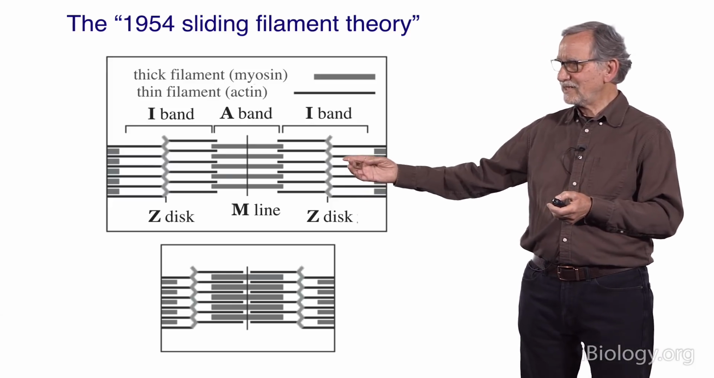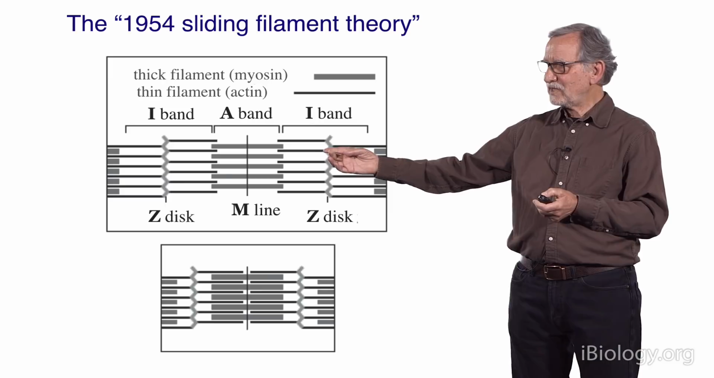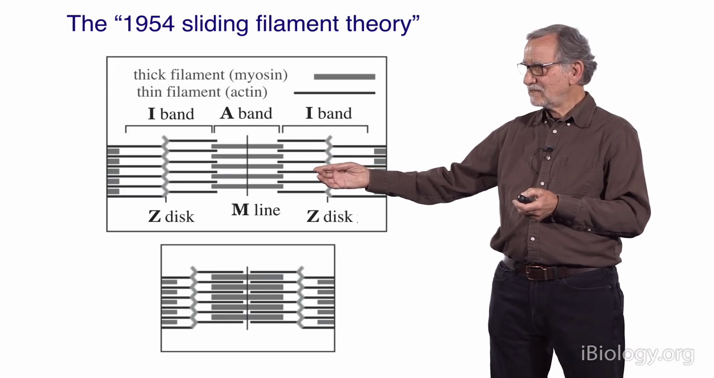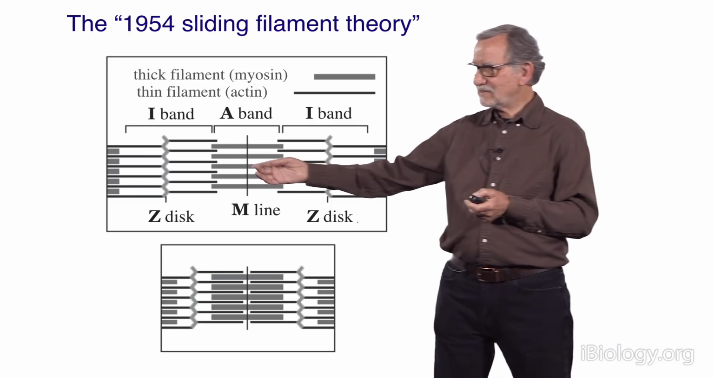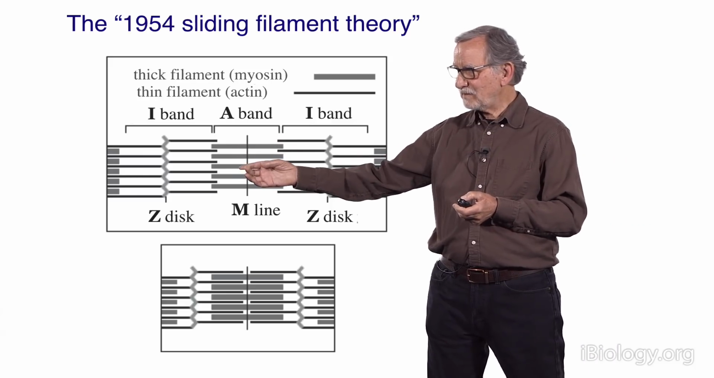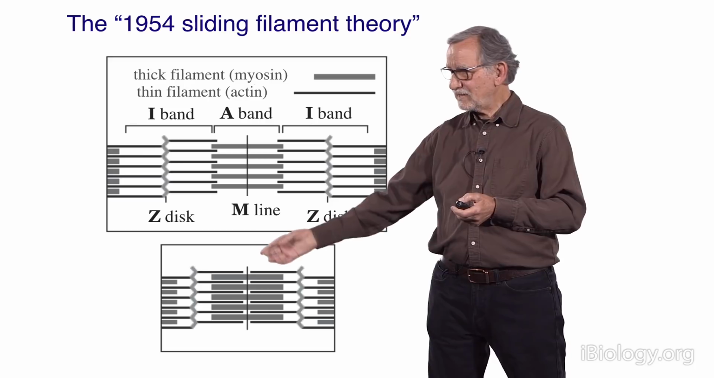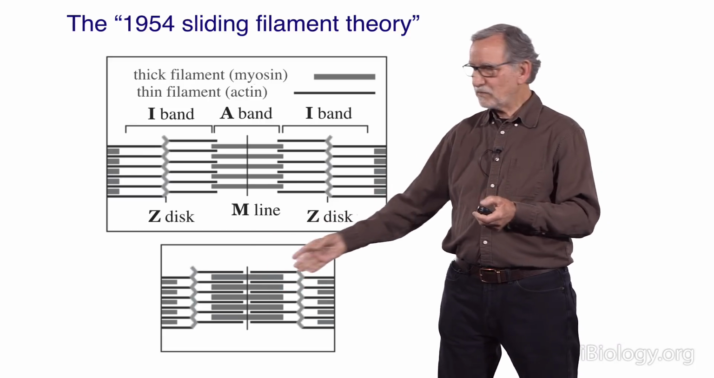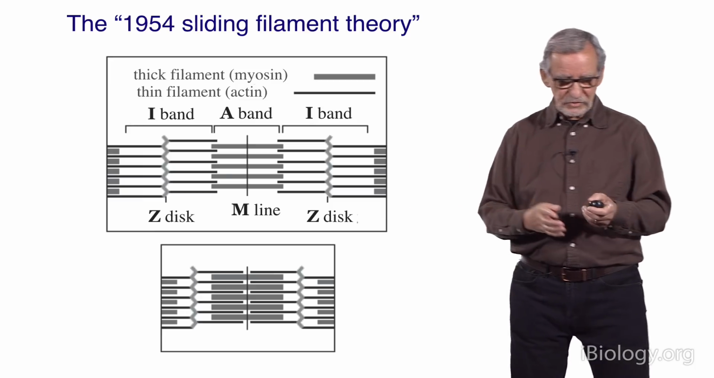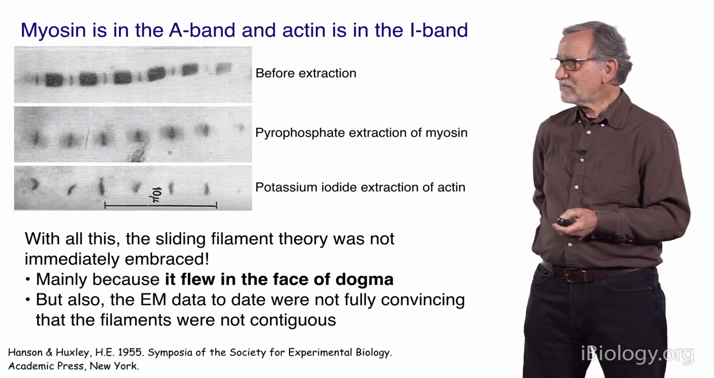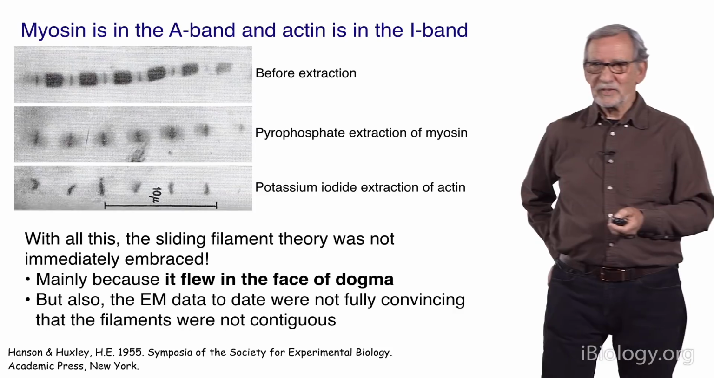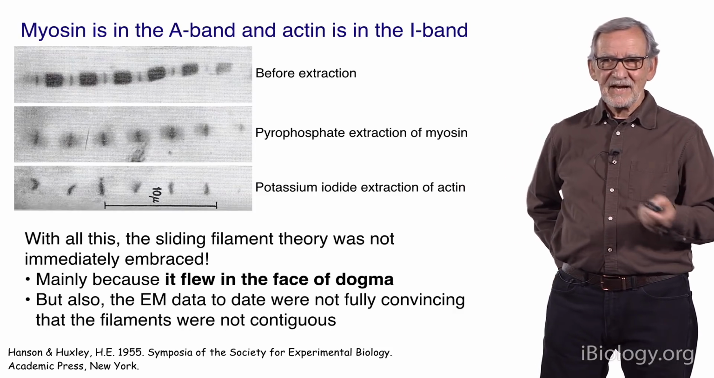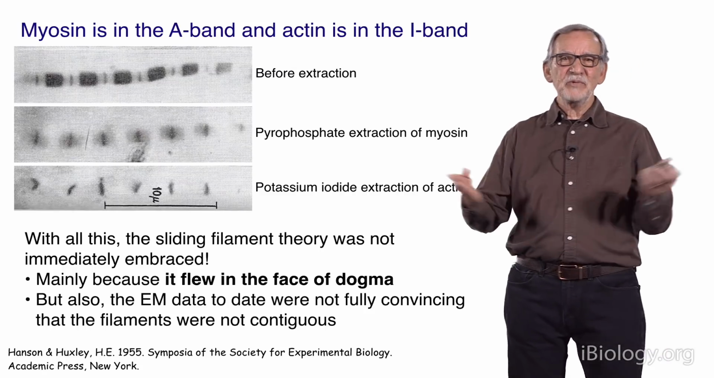So in summary, here's the 1954 sliding filament theory, where the I band made up of actin slides past these myosin thick filaments that make up the A band to give you a shorter sarcomere, and therefore a shorter myofibril, and therefore shorter muscle. So, further experiments. Myosin is in the A band and actin is in the I band. I've already been telling you that, but how do we know that?